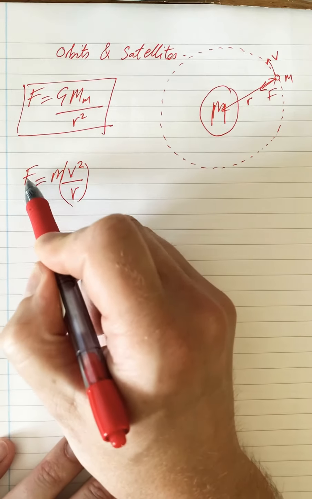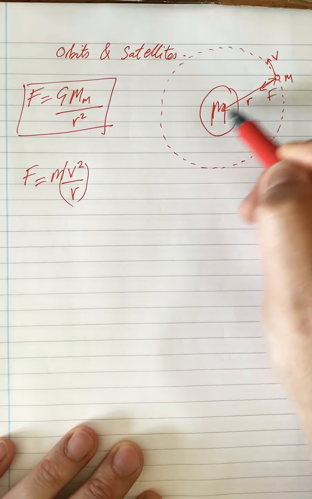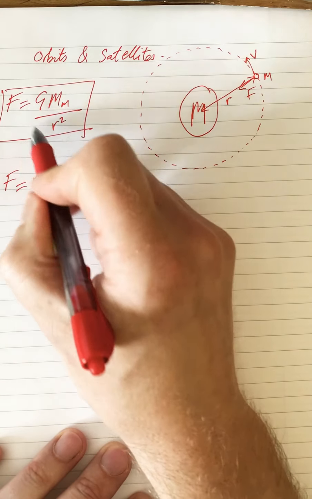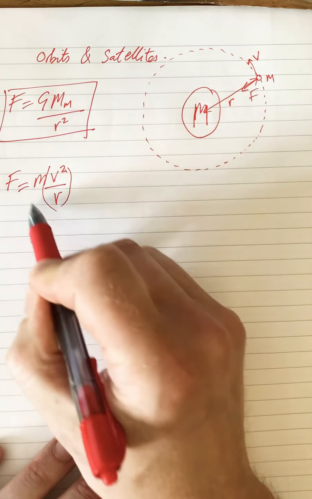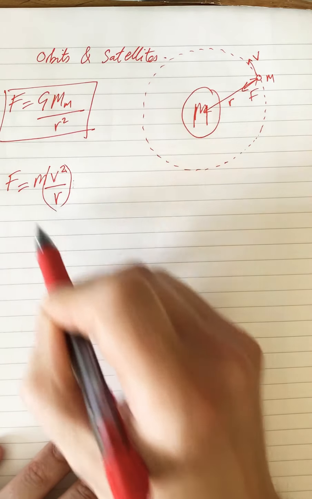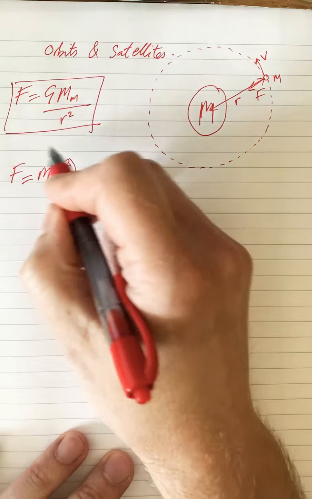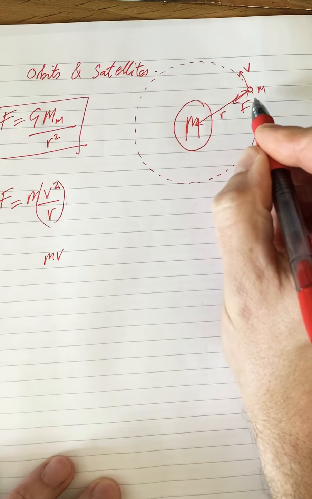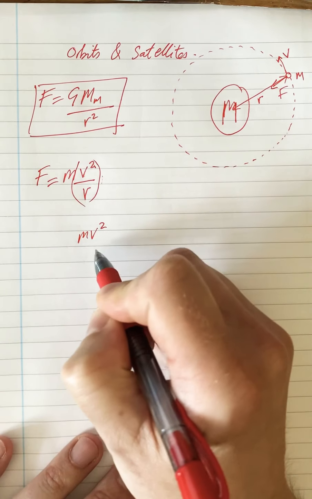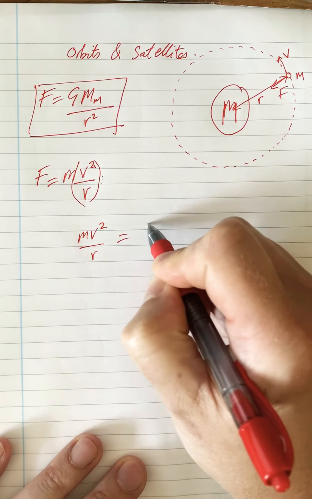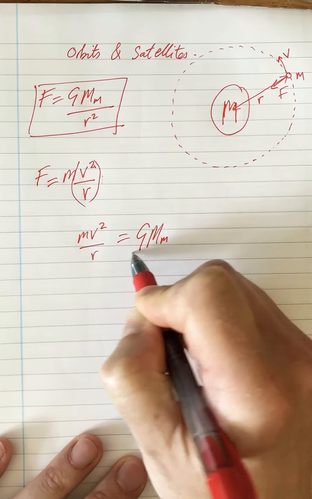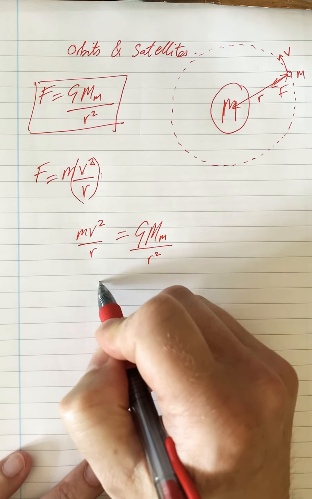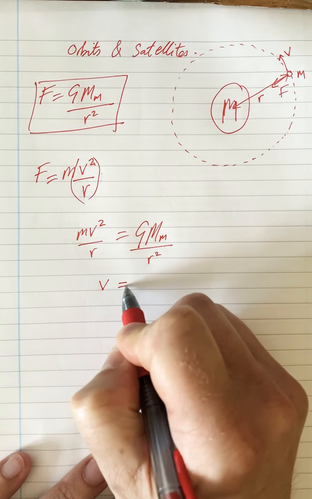Now, that force then is the force due to the gravitational pull between these two masses. So what we can say is that the size of this force is the centripetal force. So this equals this. So m, little m, that's the mass of the satellite, v squared over r equals G, big M, little m, over r squared. And I can neaten this up. Let's put this in terms of the velocity.